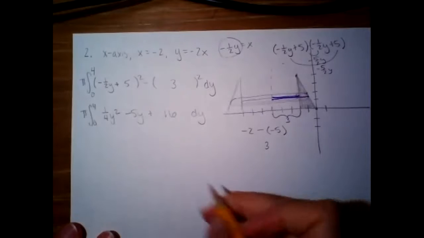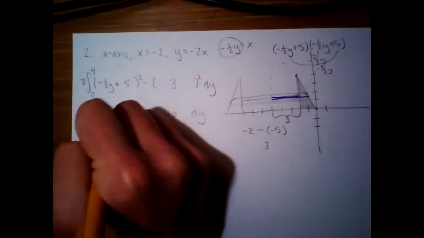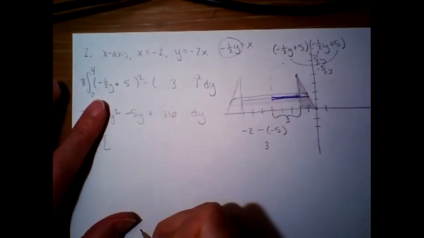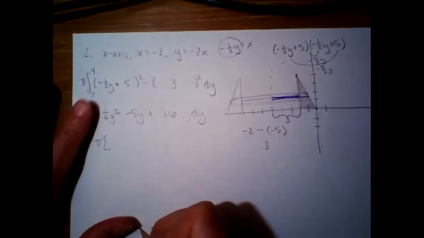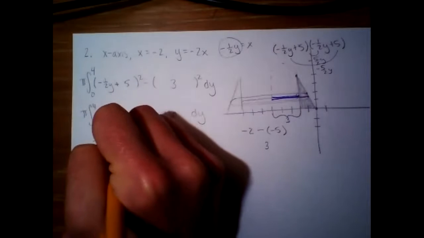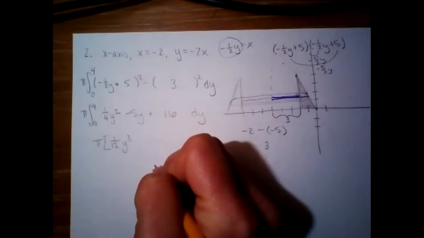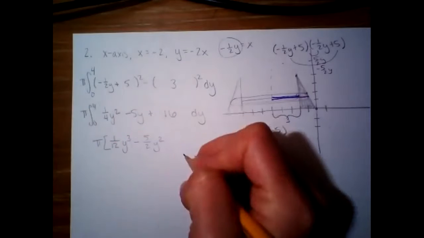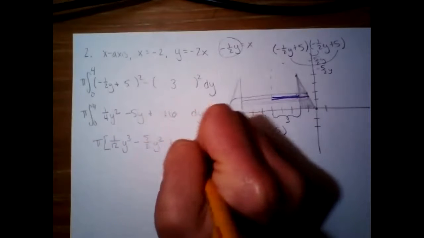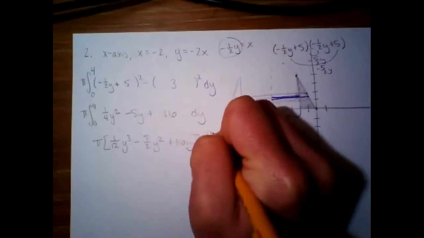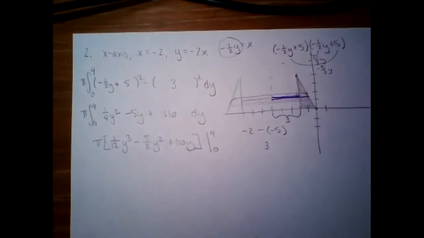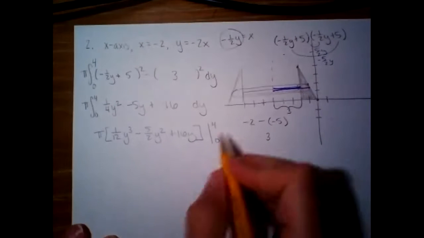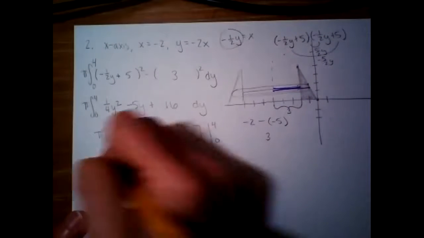Now we're going to do the antiderivative. So for this first part, it would be 1/3 y cubed, but there's already a 1/4 there. So 1/3 times a 4th will be a 12th. So 1/12 y cubed minus 5/2 y squared plus 16y, from 0 to 4. And I told you, you didn't need to simplify any of these down. So all you really have to do is plug in the 4.